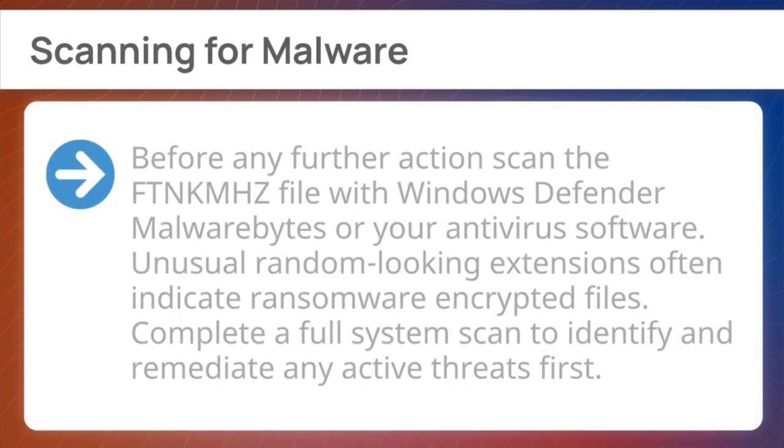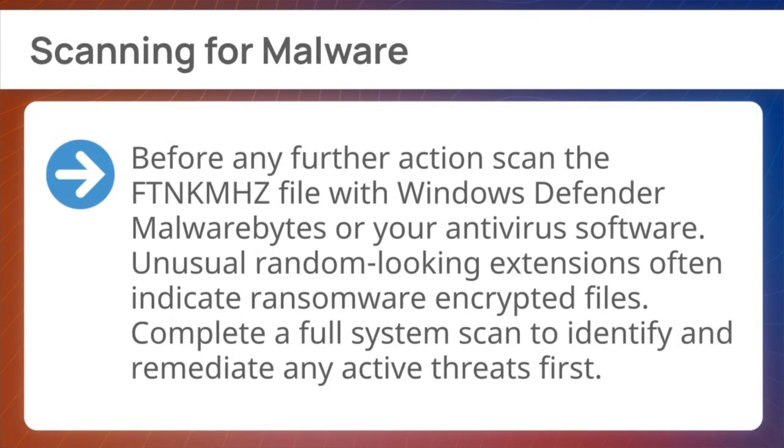First, scanning for malware. Before any further action, scan the FTNKMHZ file with Windows Defender, Malwarebytes, or your antivirus software. Unusual random-looking extensions often indicate ransomware-encrypted files. Complete a full system scan to identify and remediate any active threats first.